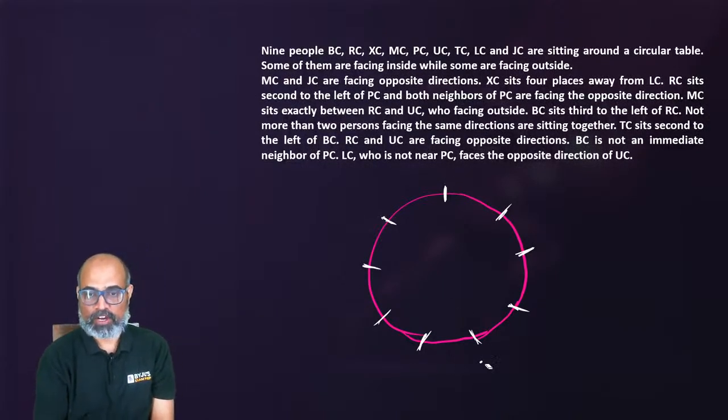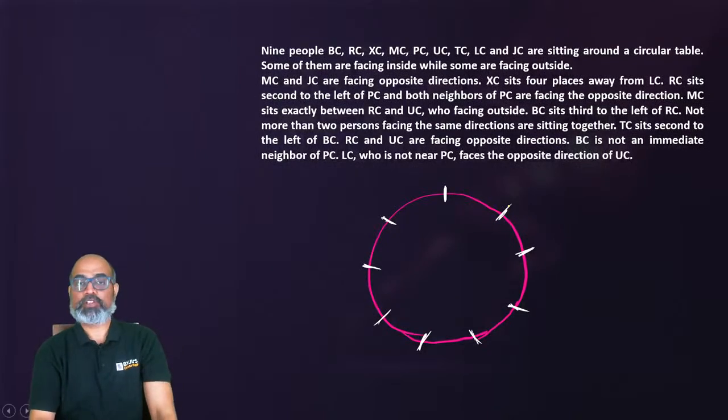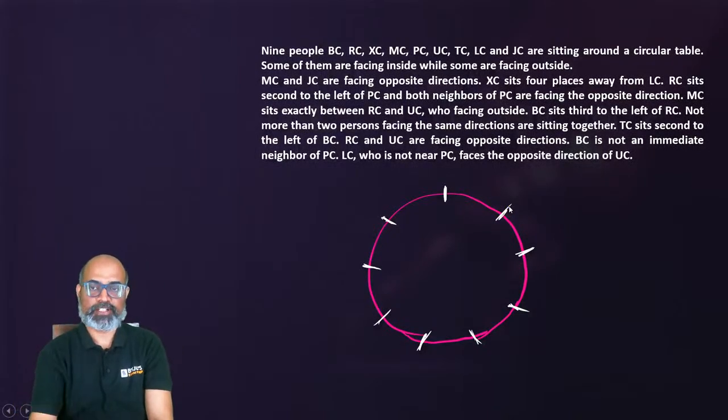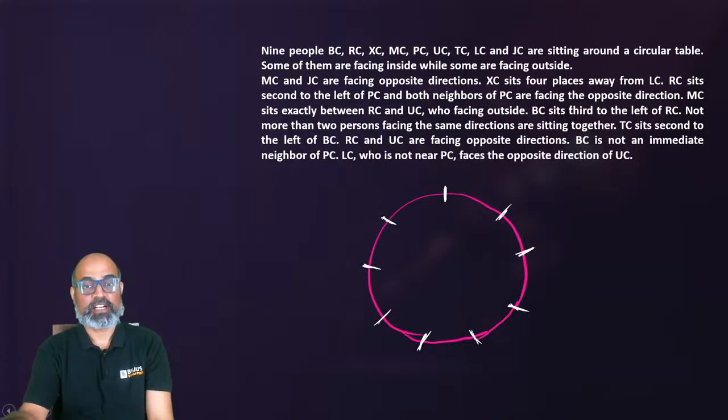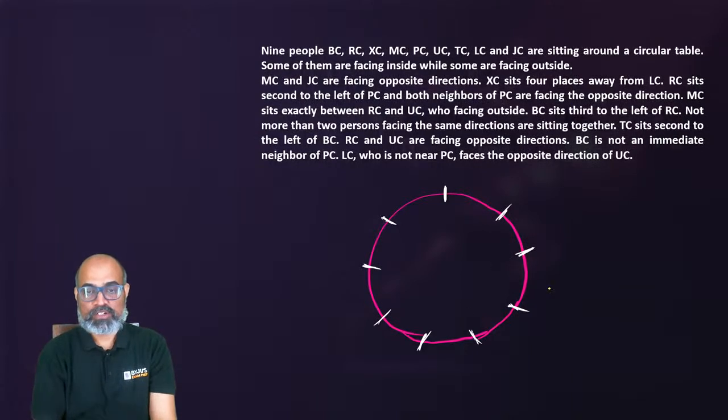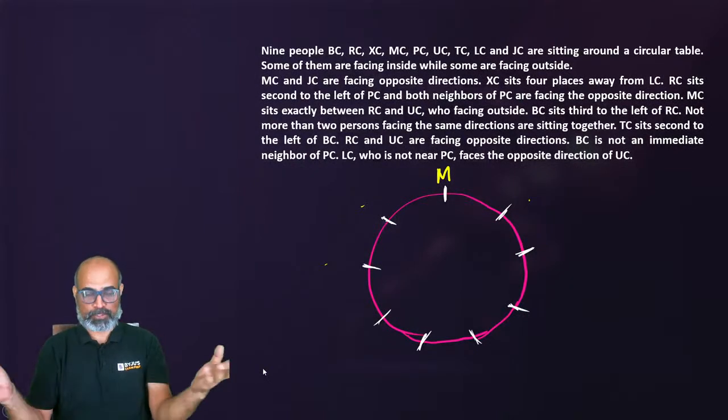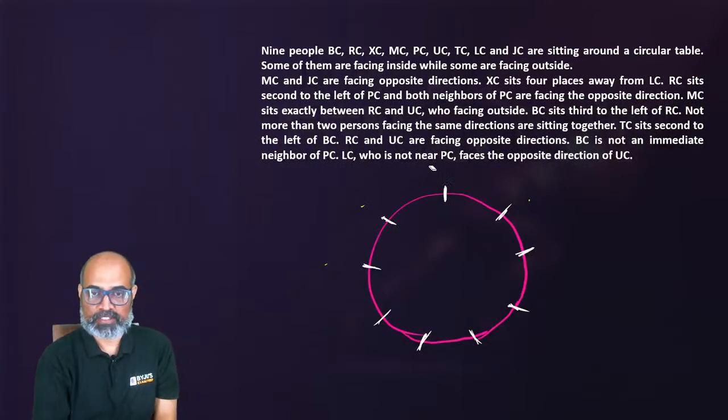Okay. Now we are going to place the people one by one. We'll start from that particular statement where we have something definite. So R sits second to the left of P, and both neighbors of P are facing in the opposite direction. M sits exactly between R and U. We'll start with this. So let's say M is sitting directly, as in exactly between R and U. So R and U can be right next, or maybe one place away on both the sides, maybe 2 places, because in other case he will be exactly in between. So not a good statement to start with.